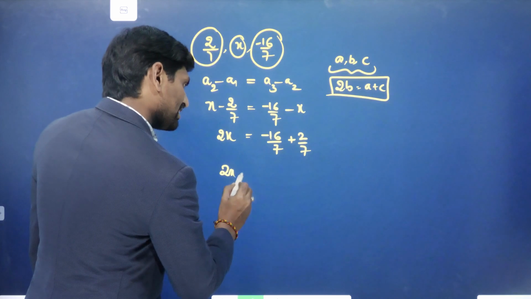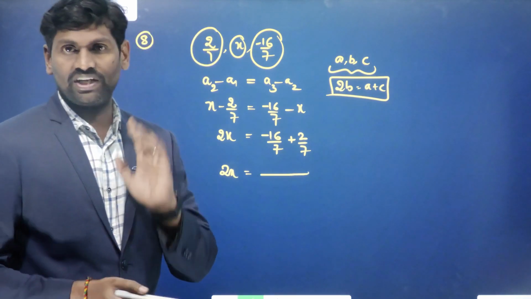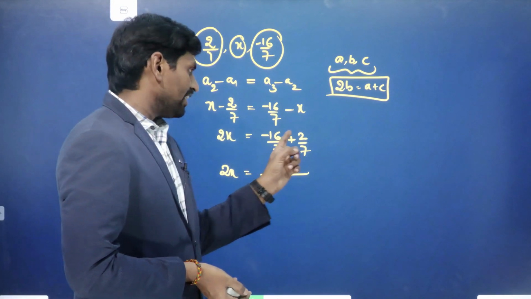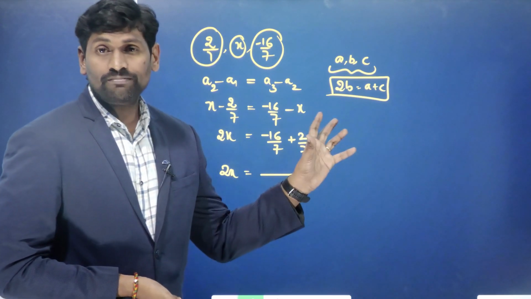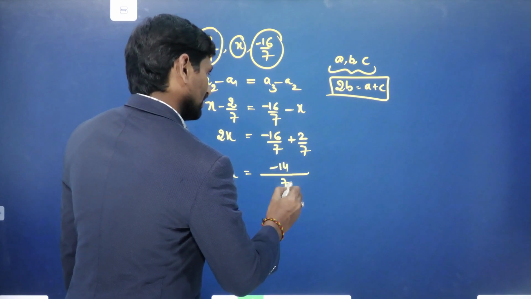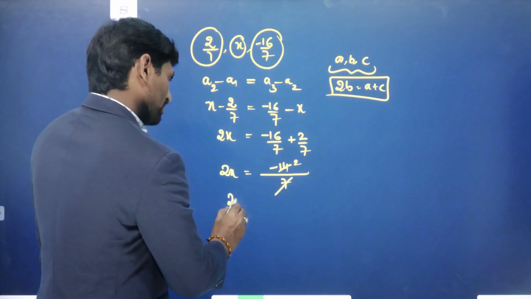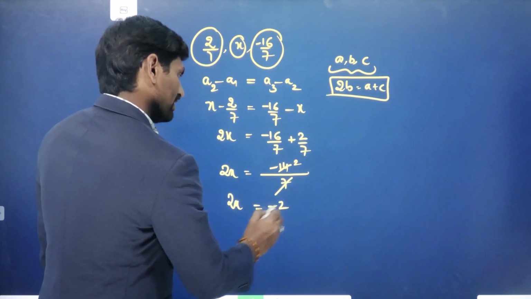Whenever you see the same denominators, we can directly add or subtract the numerators. First one negative, second one positive. Different signs means subtraction, so it will be minus 14 by 7. 7 times 2 is 14, so from this we can learn that 2x value is minus 2.